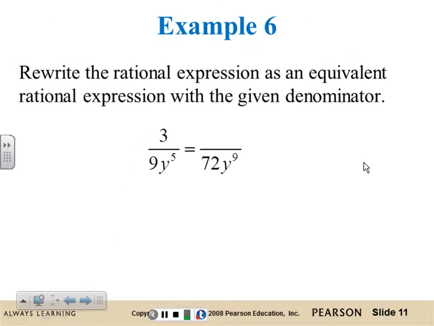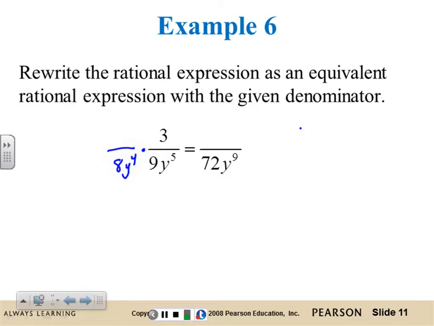Alright, so let's make an equivalent fraction out of this one. What do I have to multiply 9y to the 5th by in order to get 72y to the 9th? Well, 9 times what gives you 72? I'm thinking 8. And y to the 5th times what is going to give you y to the 9th? Remember, when you multiply powers with like bases, you add those exponents. So if I have 5 here, I need 4 more to make 9. So I'm going to say y to the 4th. So look, if I multiply 8y to the 4th times 9y to the 5th, I get 72y to the 9th.